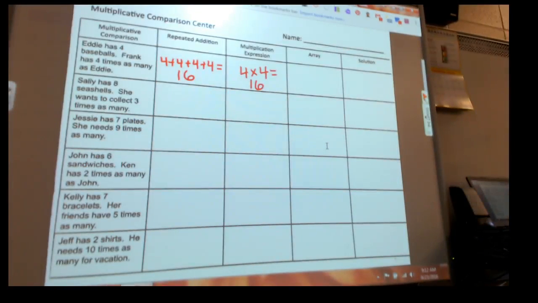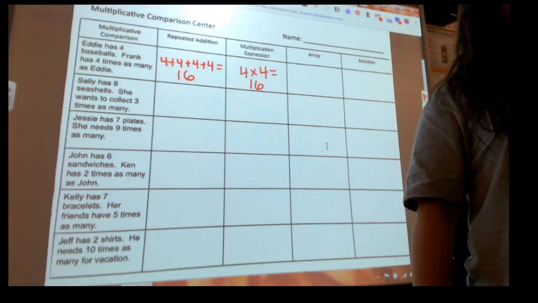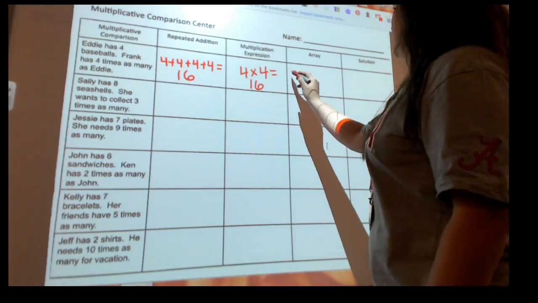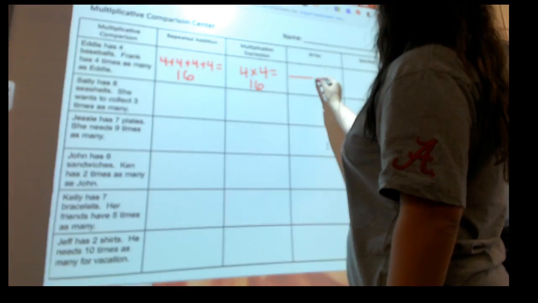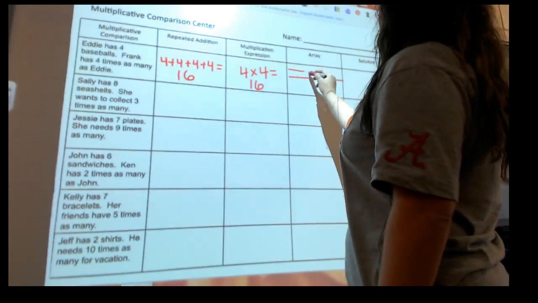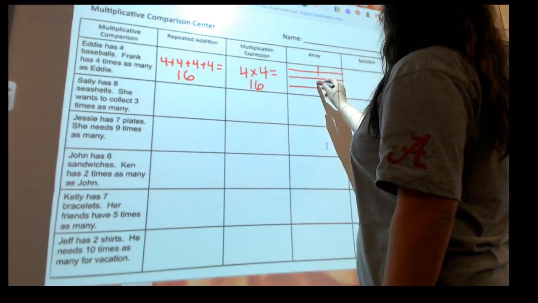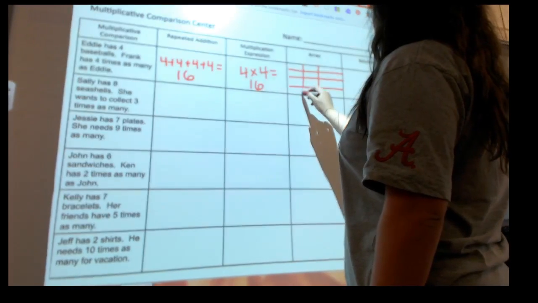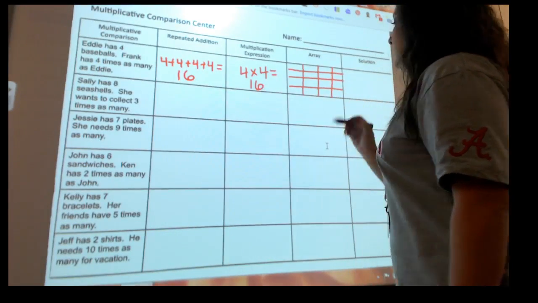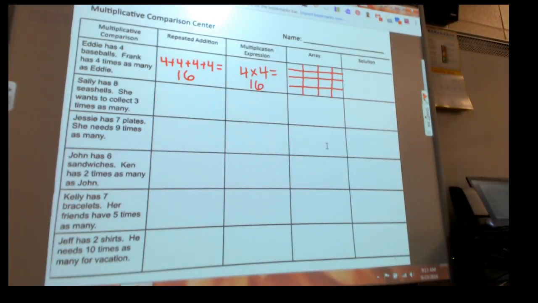An array. In a minute, when you're at your group, you're going to have little cubes or circles to build an array with at your desk if you need to. So I would do 4 and 4. So turn your box into that. I'm doing my rows first, and then I'm going to do my columns. Is that an array? Yes. Is that 4 times 4? It is.